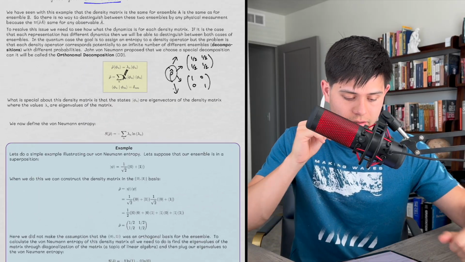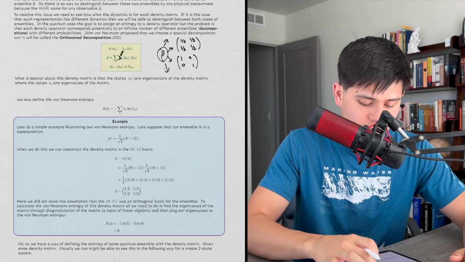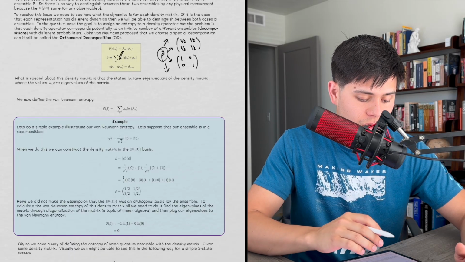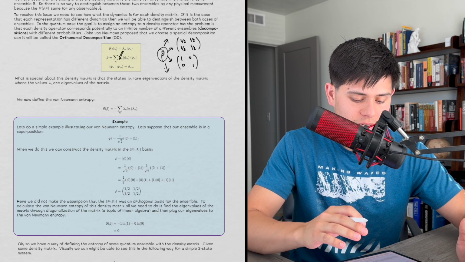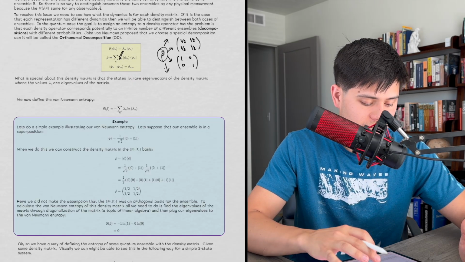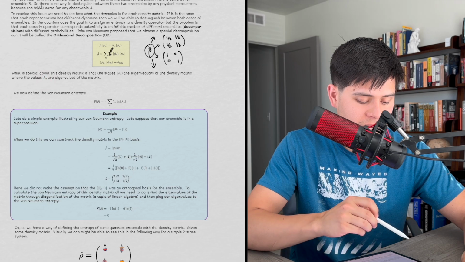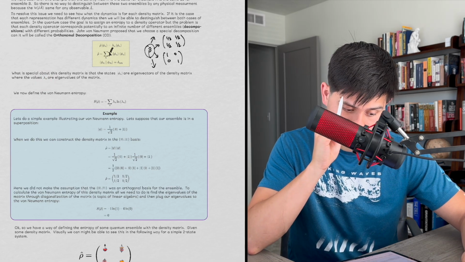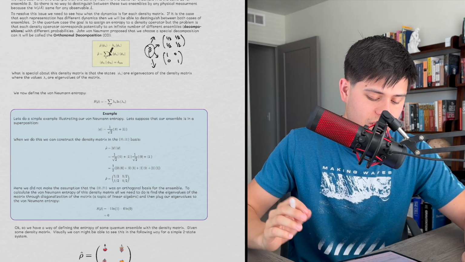Orthonormal means that I won't get too much into that. It's not too important for right now. But anyways, what is special about this density matrix is that the states here are eigenvectors of the density matrix, where the eigenvalues lambda n are the eigenvalues of the density matrix.